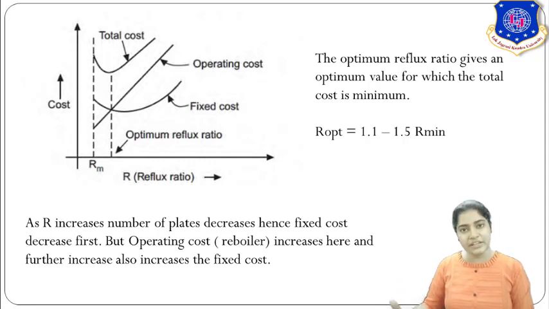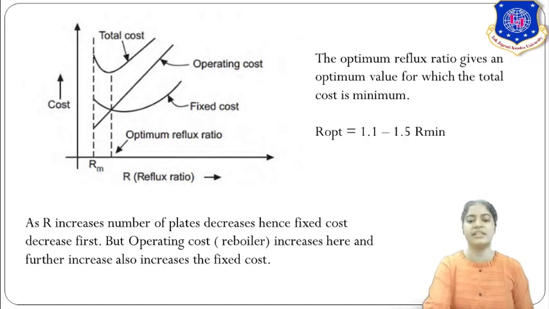Now a further increase in reflux ratio will mean that your fixed cost will also increase, because a large diameter of column is required, right? So you can see that fixed cost first decreases, then increases. So you have to find the minima. You have to operate the column at that reflux ratio at which your total cost is minimum. You can see the total cost when it is minimum, that is your optimum reflux ratio.